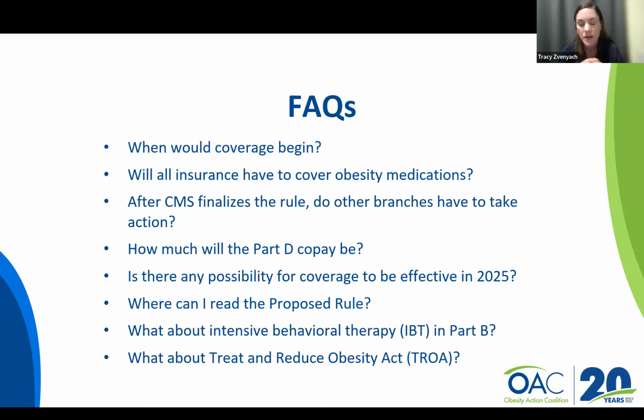The coverage would begin for the Medicare Part D side starting January 1, 2026. And the coverage for the Medicaid plans would begin, I believe, 60 days after the rule would be finalized. So the timeline for the rule is expected to be finalized late April, early May. So we would be looking at a summertime start for Medicaid coverage. And that's assuming the rule is finalized still including Section 4, which is the coverage for obesity medications.